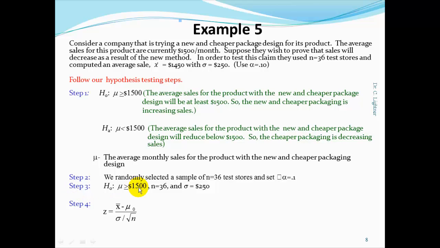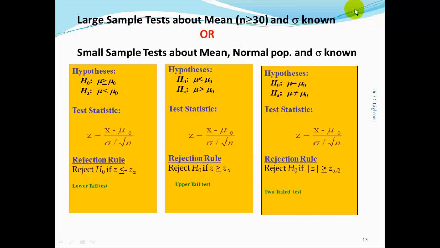We should note that our null hypothesis is that the mean is greater than or equal to 1,500. We have a large sample with N being 36, and our population standard deviation sigma is known. Here we have the rules for a large sample case with sigma known. Our null hypothesis closely matches this first box, in which we have the population mean value is greater than some number. Our null hypothesis is the population mean is greater than 1,500. Therefore, we should write down the test statistic and the rejection rule listed in this box.